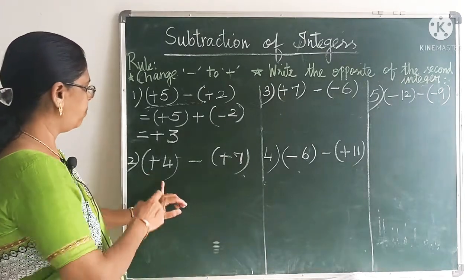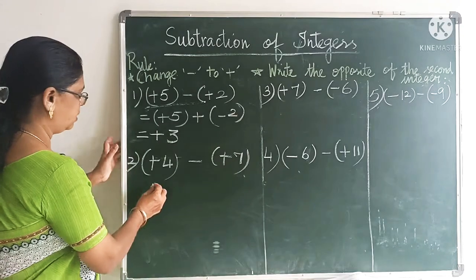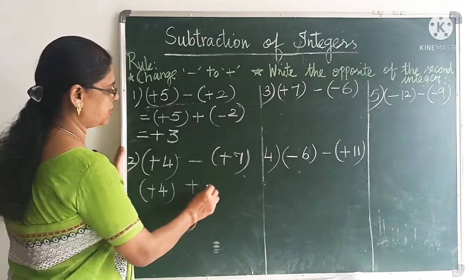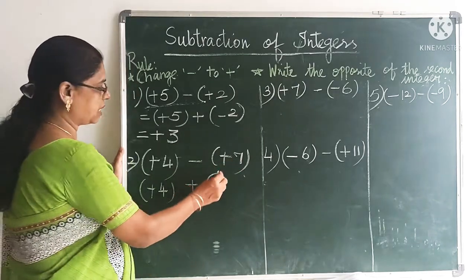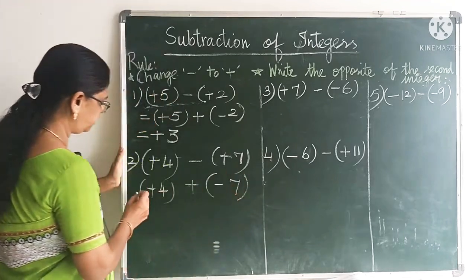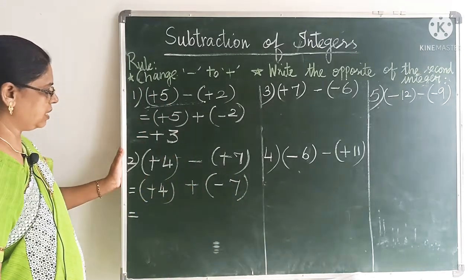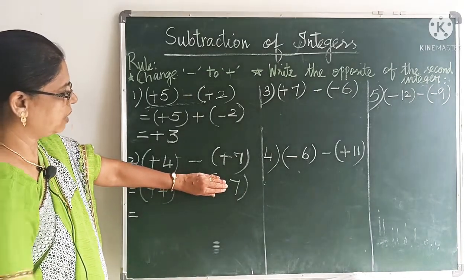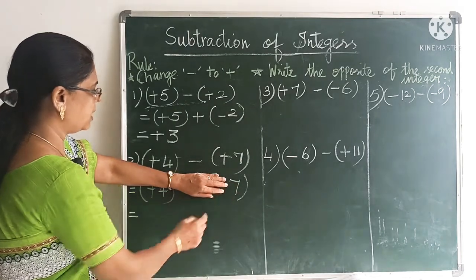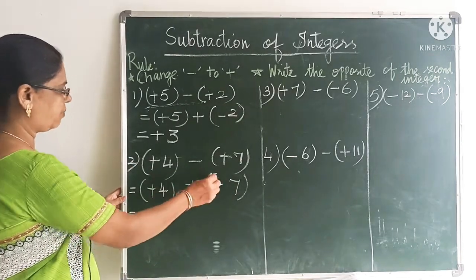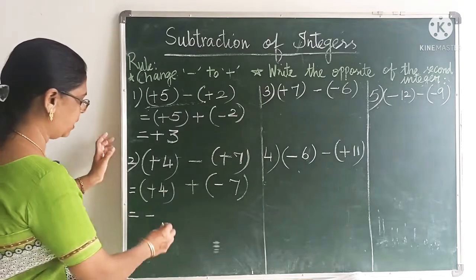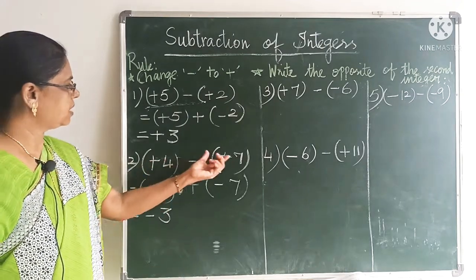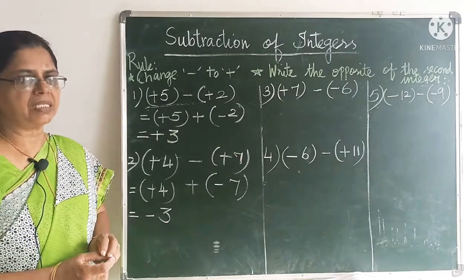Next, plus 4 minus plus 7. Copy down the first integer as it is. Change minus sign into plus sign. And the opposite of plus 7 is minus 7. How will you add these two integers? One is positive and one is negative. So put the sign of the greater integer. The greater integer has minus sign. Then find out the difference between 4 and 7. Difference between 4 and 7 is 3. So plus 4 minus plus 7 is equal to minus 3.